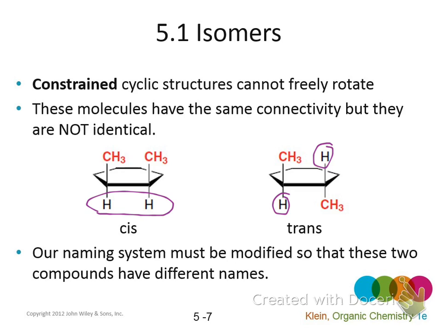So if you draw a line through the bond that connects the two atoms, and the hydrogens are on the same side of that line, it's cis. If they're on opposite sides of the line, it's trans. Like that. So cis and trans is one kind of stereoisomer.